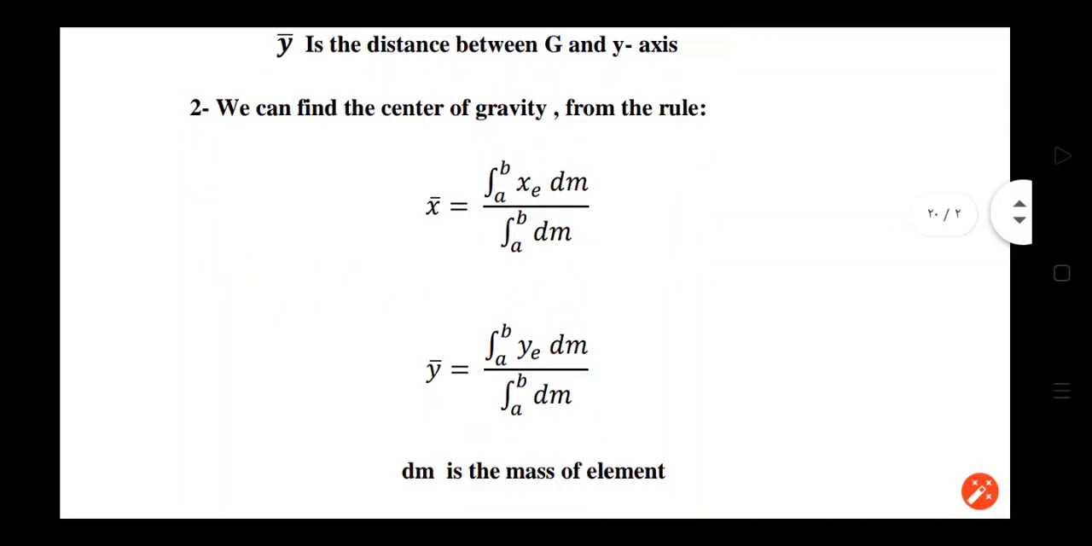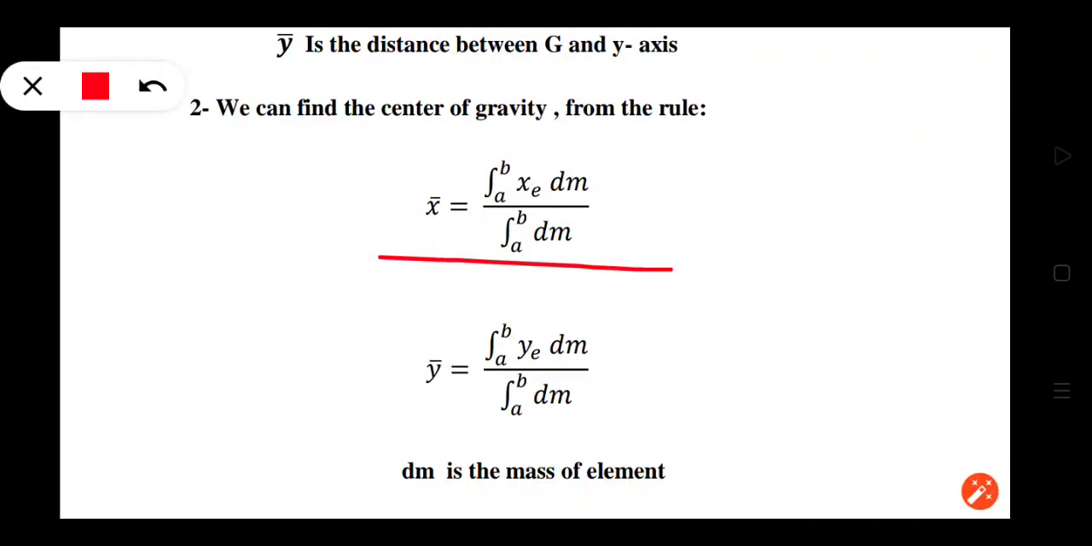Number 2, we can find the center of gravity using the rules: x bar equals the definite integral from a to b of x_e dm over the definite integral from a to b of dm, and y bar also equals the definite integral from a to b of y_e dm over the definite integral from a to b of dm, where dm means the mass of the element.